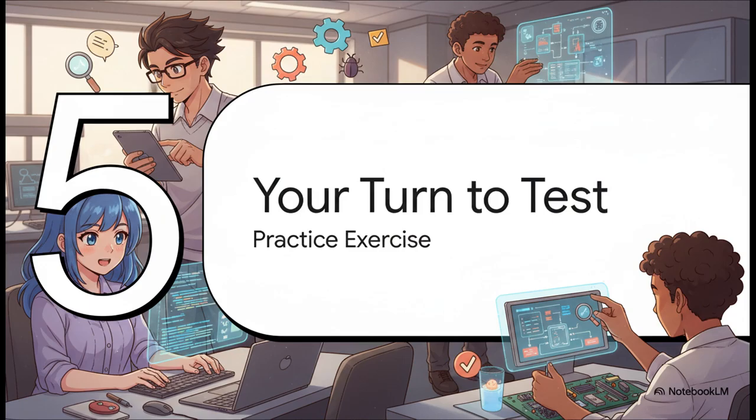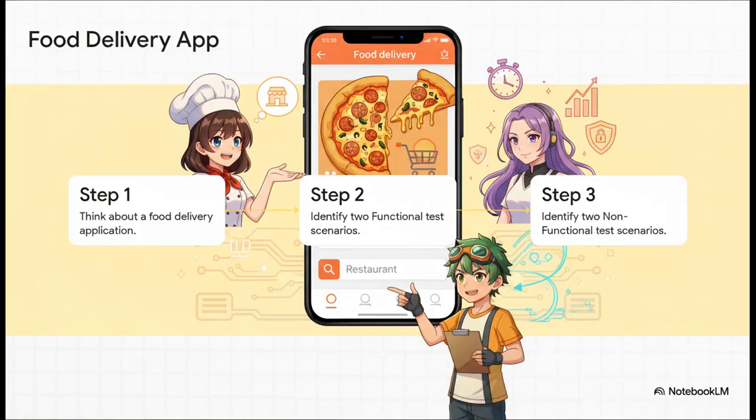Okay, we've gone through the theory, we've looked at some real-world examples, now it's your turn. Let's do a quick practice run to lock this in. I want you to think about a food delivery app, whatever one you use. Now, can you come up with two functional test scenarios? Maybe something like searching for a restaurant or adding a pizza to your order. And then, how about two non-functional ones?